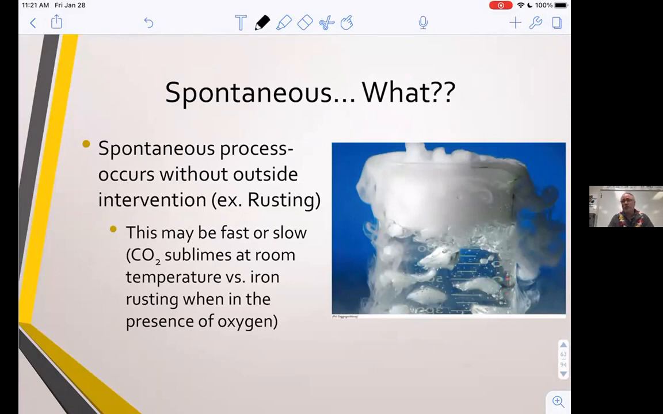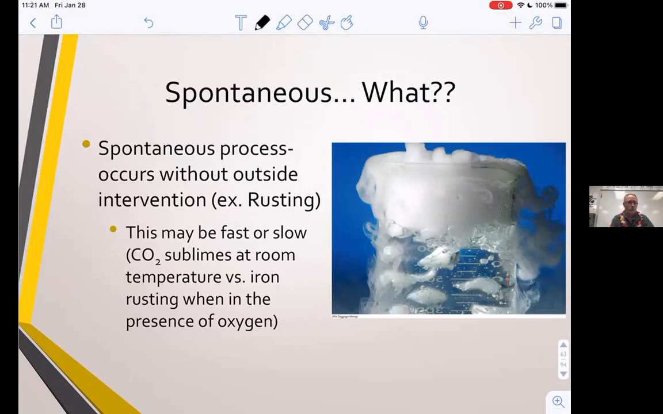Ones that favor the reverse reaction, or more reactant formation than product formation, or that form very little products, may not be spontaneous under certain conditions. It may be that it changes. If you change the conditions or you input energy, you can get it to happen. But that's the difference between spontaneous and non-spontaneous.